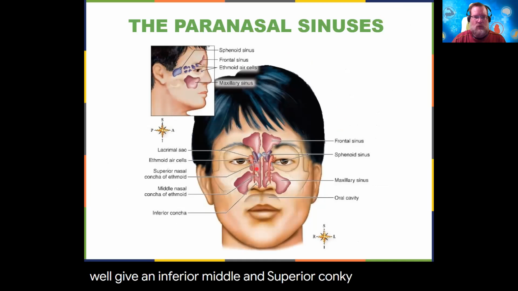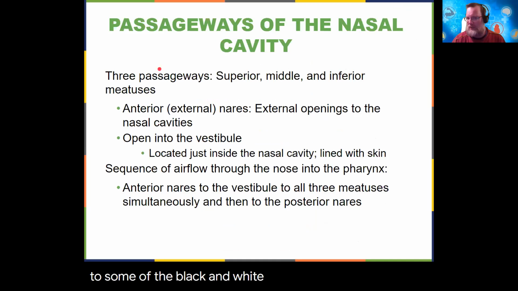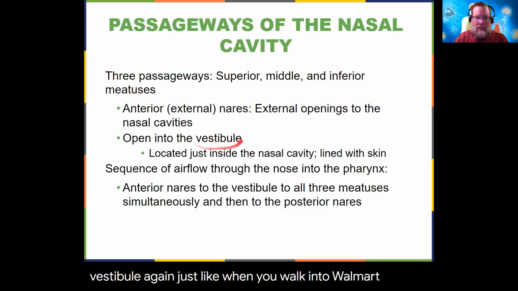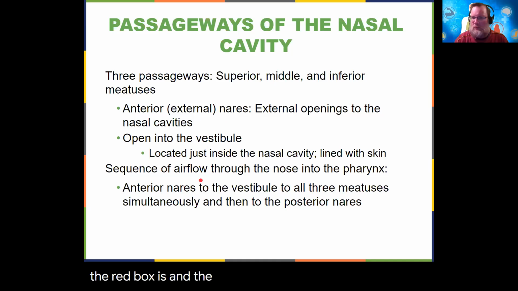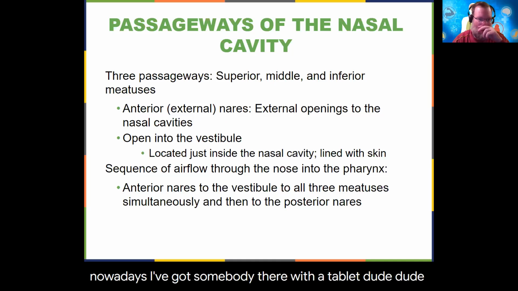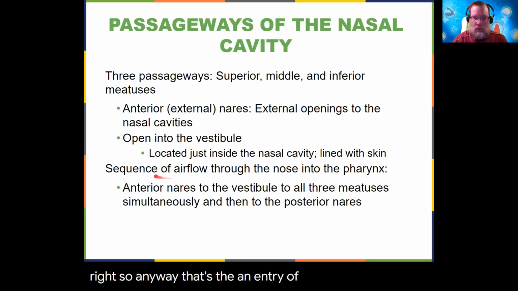Okay, let's go back to some of the black and white of it. So three passageways: superior, middle, and inferior meatus. A meatus is like our ear canal, it's like a channel. And the nares are just your nostrils. Those are the openings, and they go into what we call a vestibule. A vestibule is just like when you walk into Walmart where the red box is and you can exchange your phone for money. That's the vestibule. Nowadays, they've got somebody there with a tablet. Anyway, that's an entry, the vestibule.